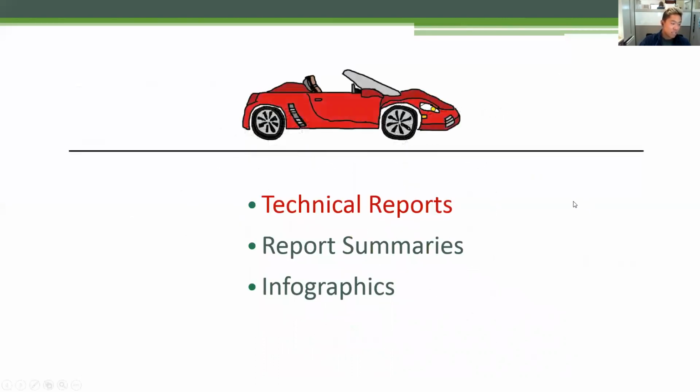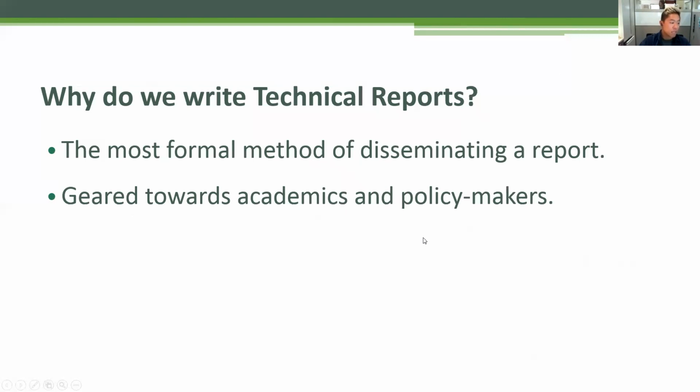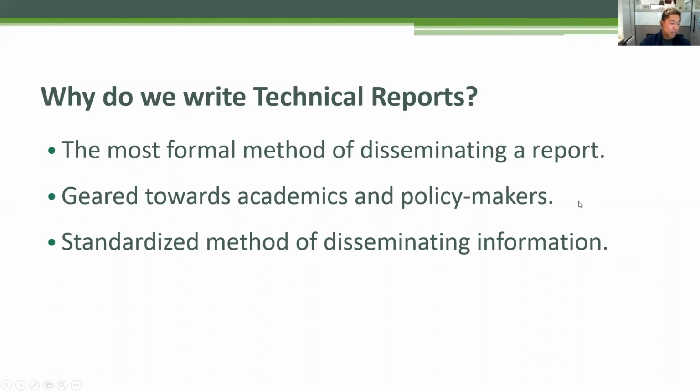If we're going to start with technical reports, how do you write a technical report? Technical reports are the most formal method of disseminating information. Sometimes they can be very long, sometimes a little more brief, but essentially it is the highest level of how you want to share your information. Anyone could read it, but it is often targeted towards people with a better background or higher knowledge of the subject. It's geared towards academics and policymakers, a standardized method of disseminating information.